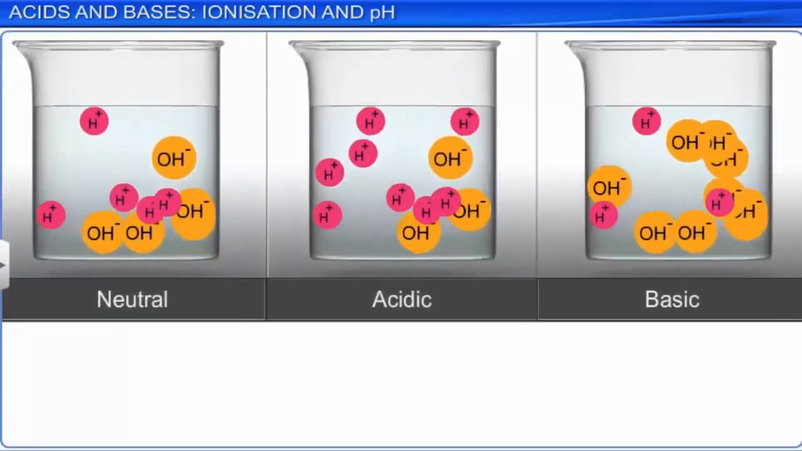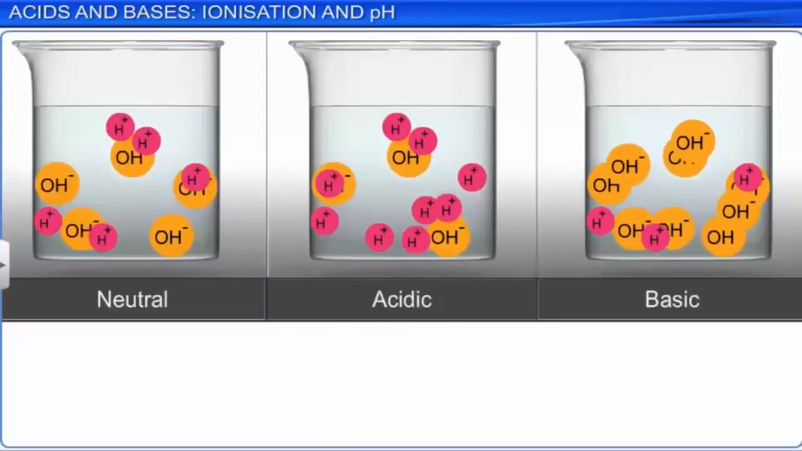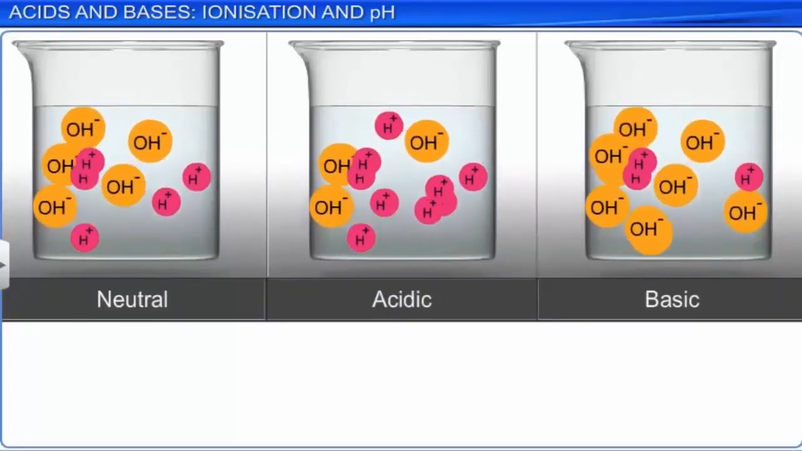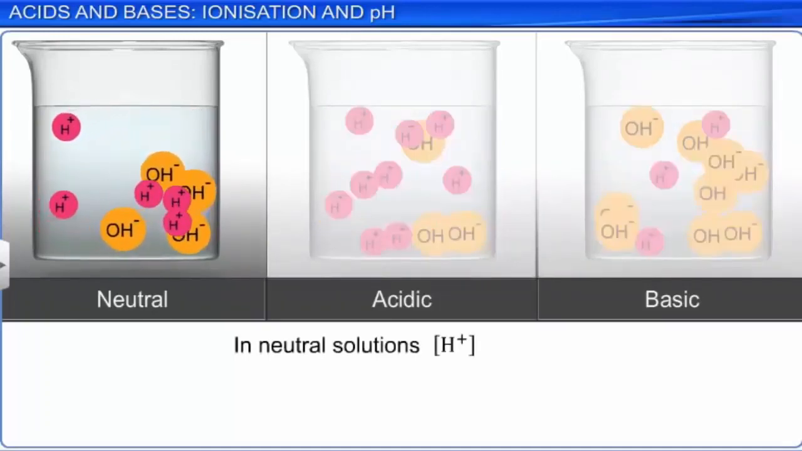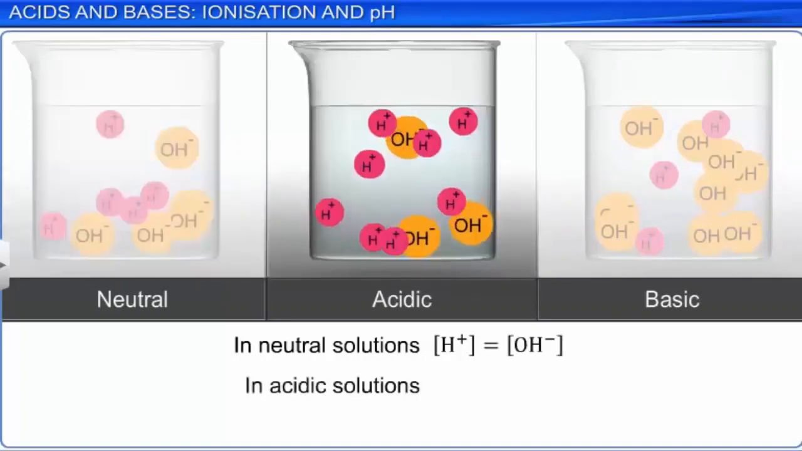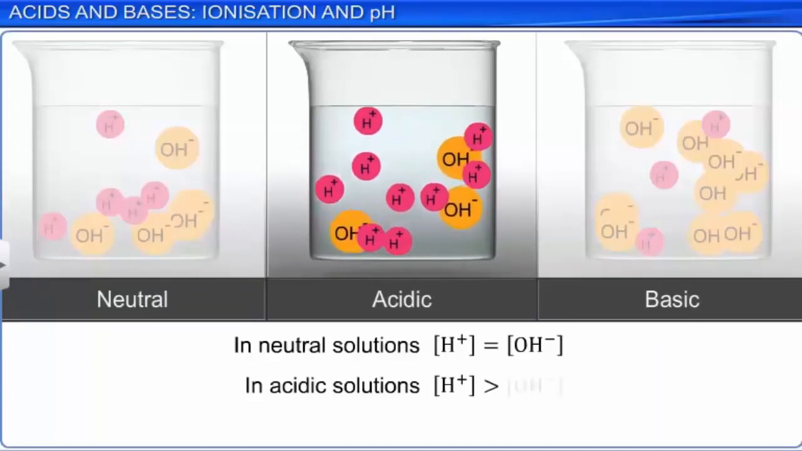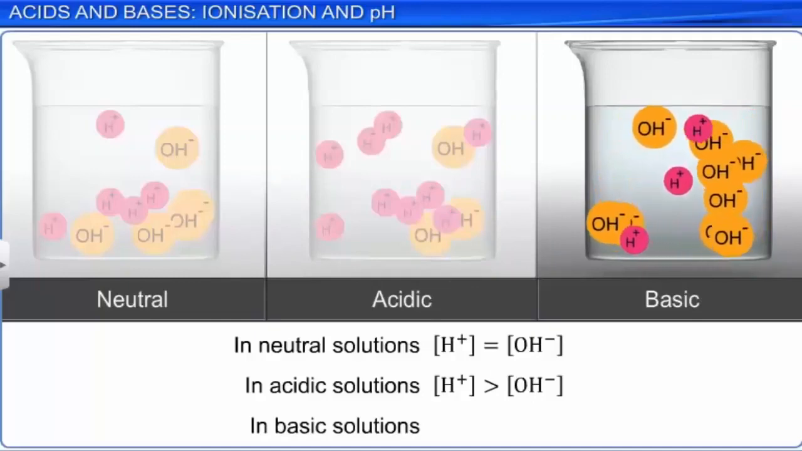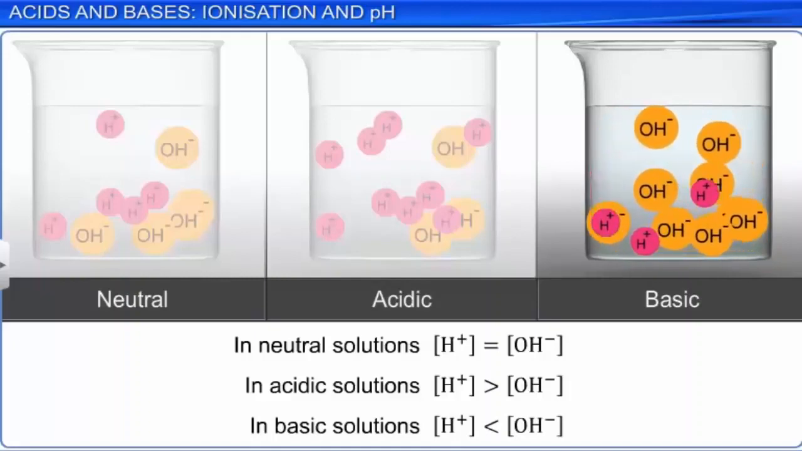The aqueous solutions of various substances can be divided into neutral, acidic or basic, depending upon the relative amount of H plus and OH minus ions. In neutral solutions, the concentration of H plus ions is equal to the concentration of OH minus ions. In acidic solutions, the concentration of H plus ions is greater than the concentration of OH minus ions, while in basic solutions, the concentration of H plus ions is less than OH minus ions.